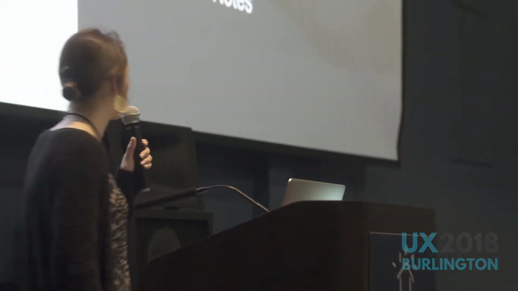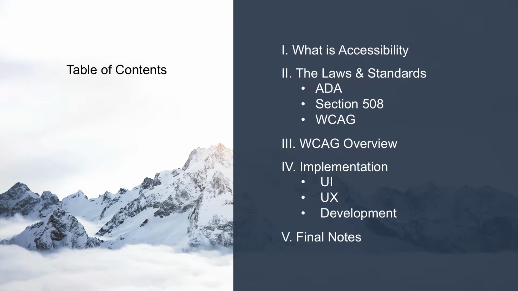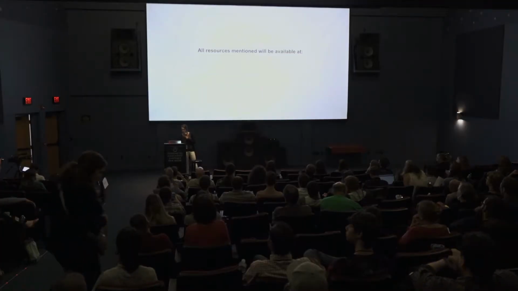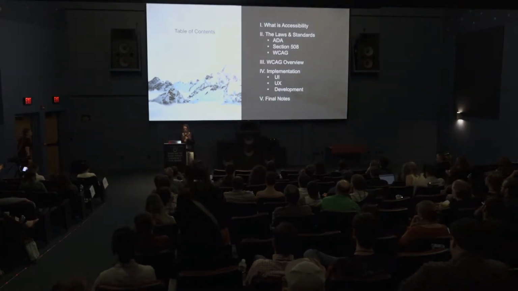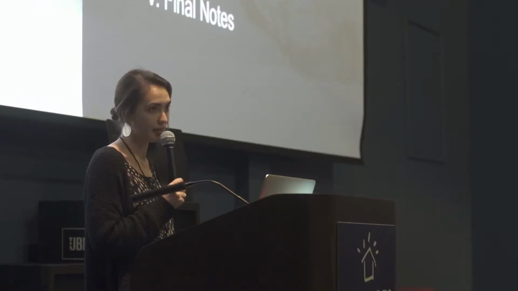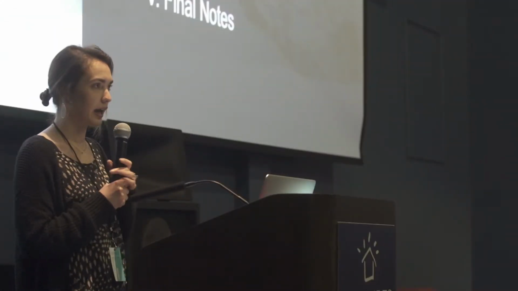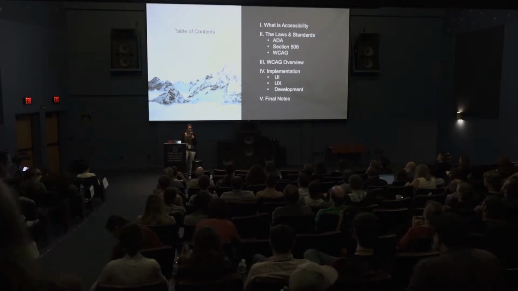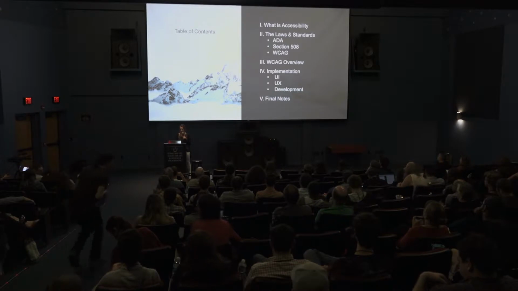So what we're going to talk about: I'm going to give an overview of what accessibility is and what that means for the digital age. We're going to talk about the laws and standards. Is accessibility enforceable? Yes. Then we'll talk about the WCAG, because that's the core component of accessibility, what that even means, and then how to actually implement it.